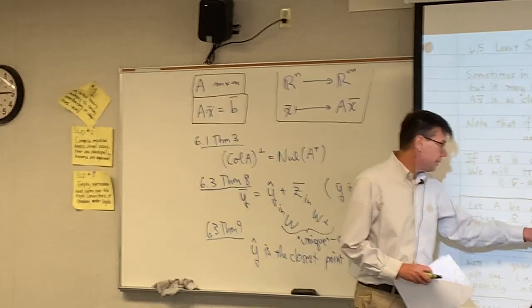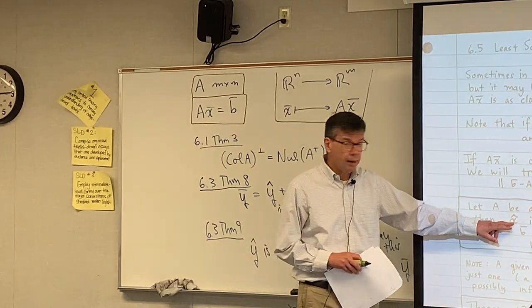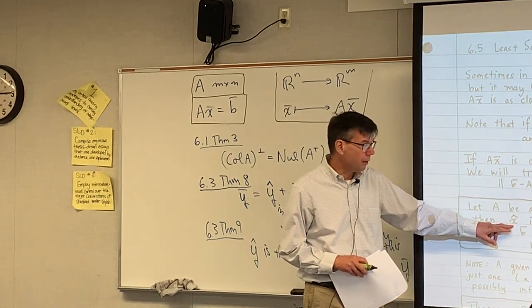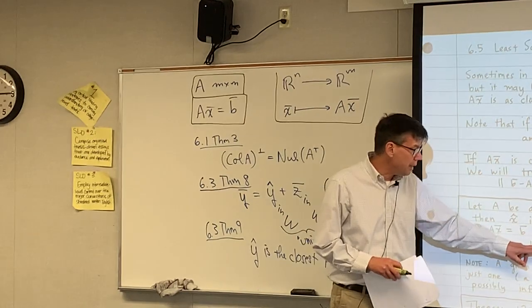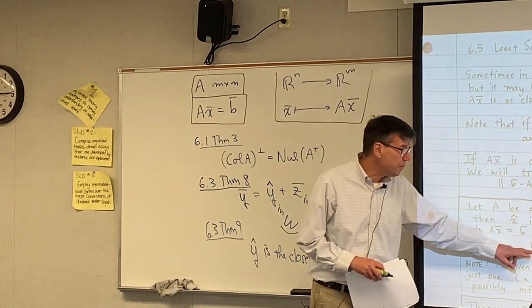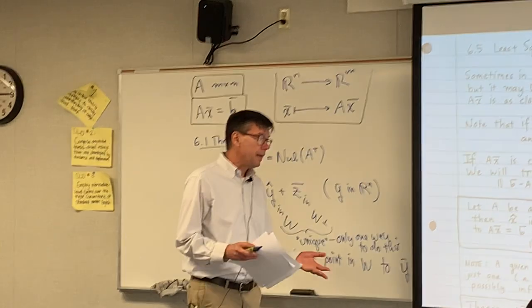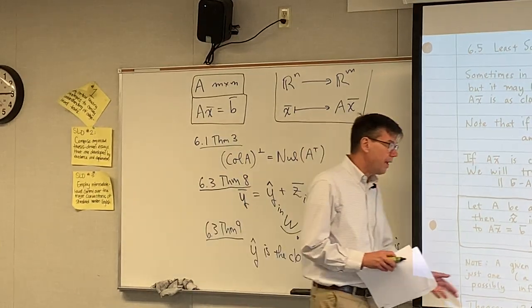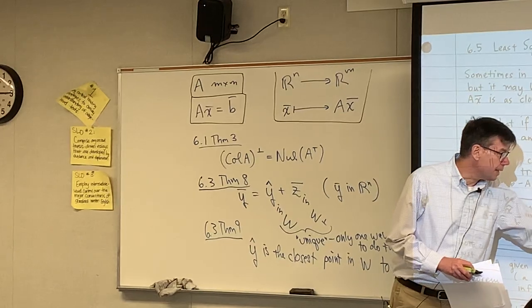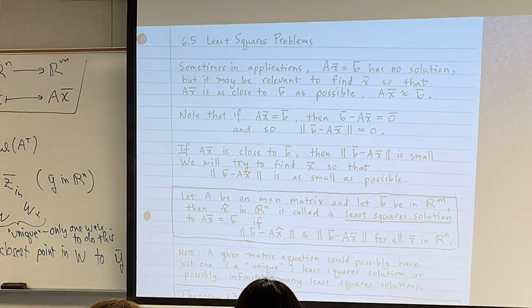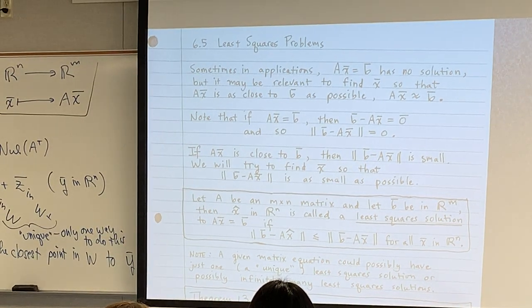We have an x hat, with this symbol over the x, our least squares solution. It means the length of B minus A x hat is less than or equal to the length of B minus AX for any other possible value, where x is any vector in the domain. So we're looking at all possibilities there.